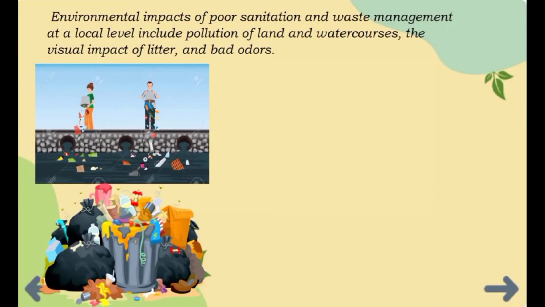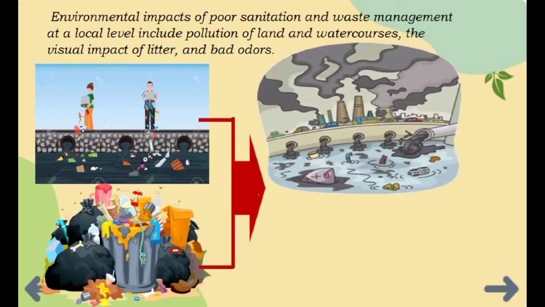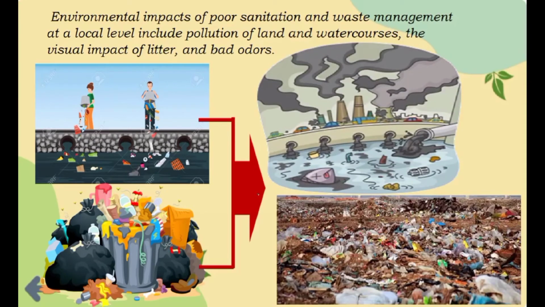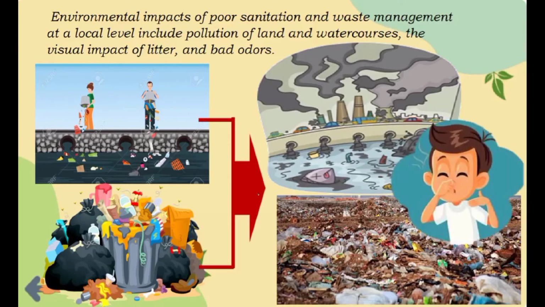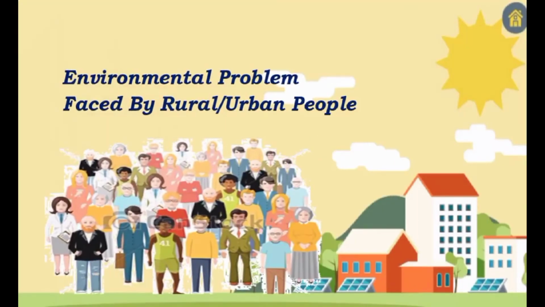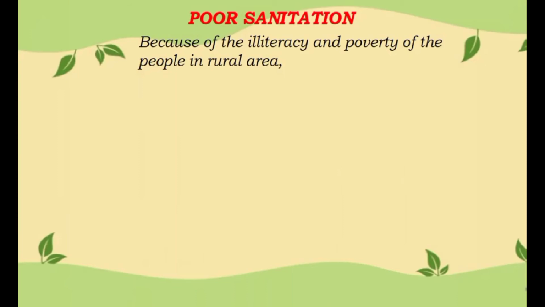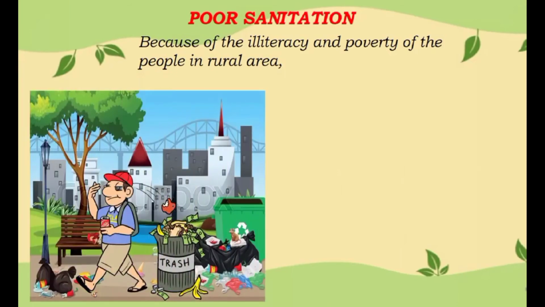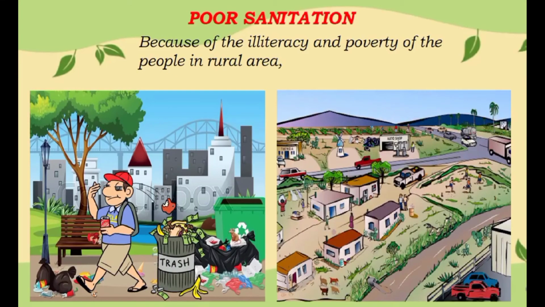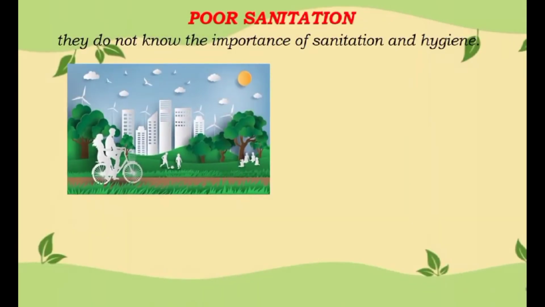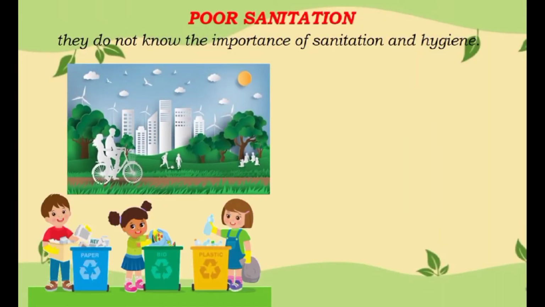Environmental impacts of poor sanitation and waste management at a local level include pollution of land and water courses, the visual impact of litter, and the bad odors. Here are examples of environmental problems faced by rural and urban people. Poor sanitation. Because of the illiteracy and poverty of the people in the rural area, they do not know the importance of sanitation and hygiene.